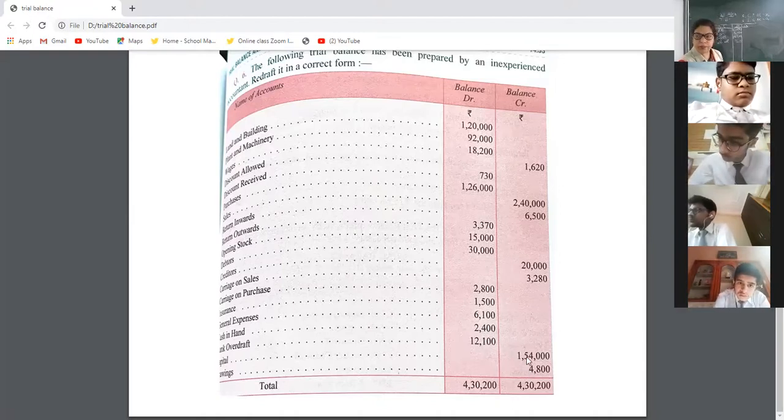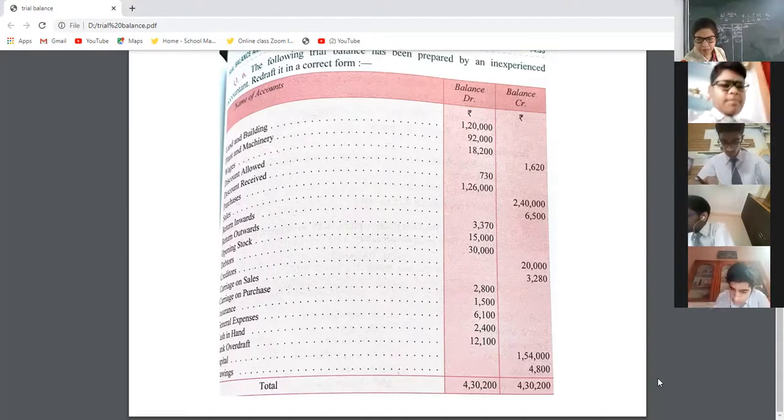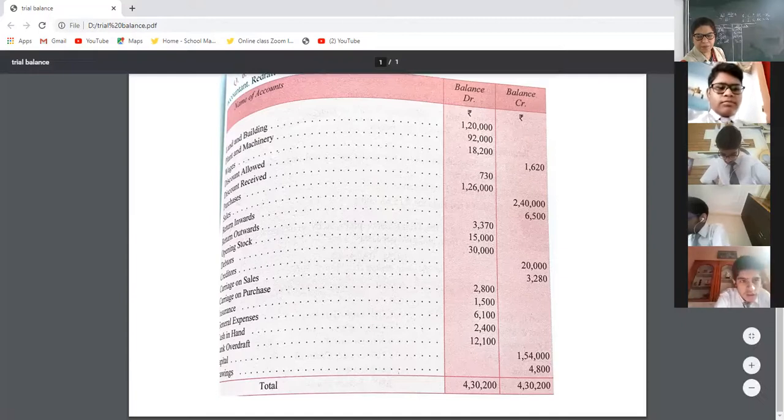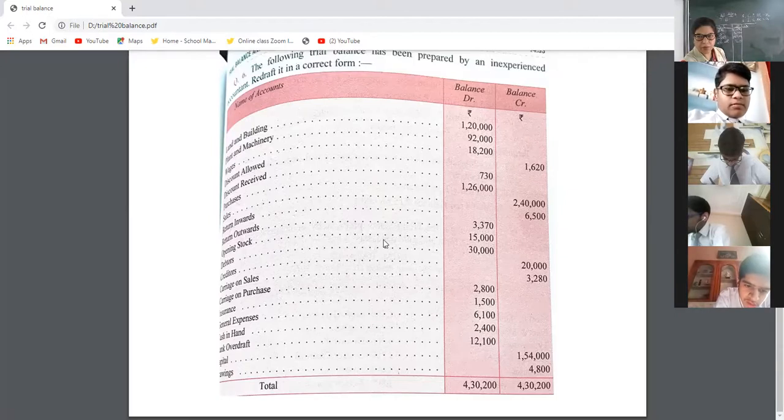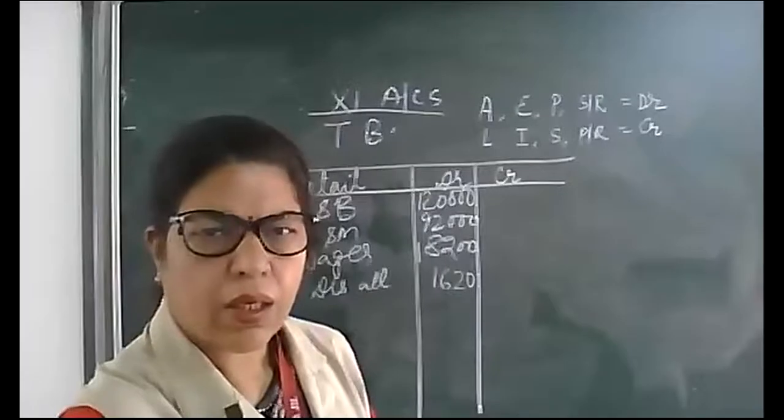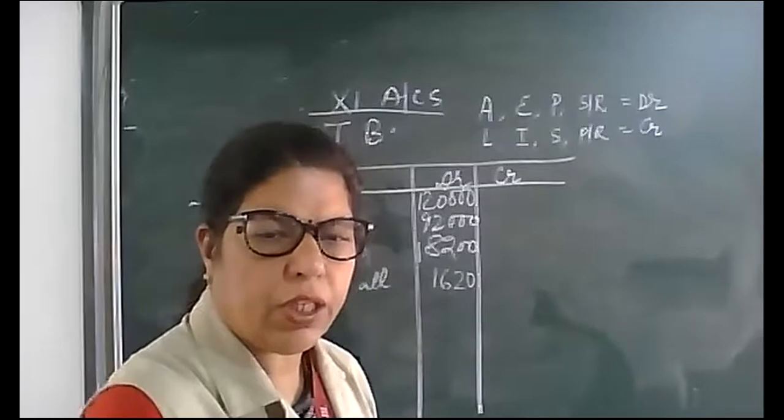Now capital always in credit and drawings, personal expenses always in debit. Got it? Any doubt? Clear? Now, Tanishq, what is the total of yours on the debit side? Tanishq will give us the total of debit side. Tanishq Malik, give us the total of debit side.